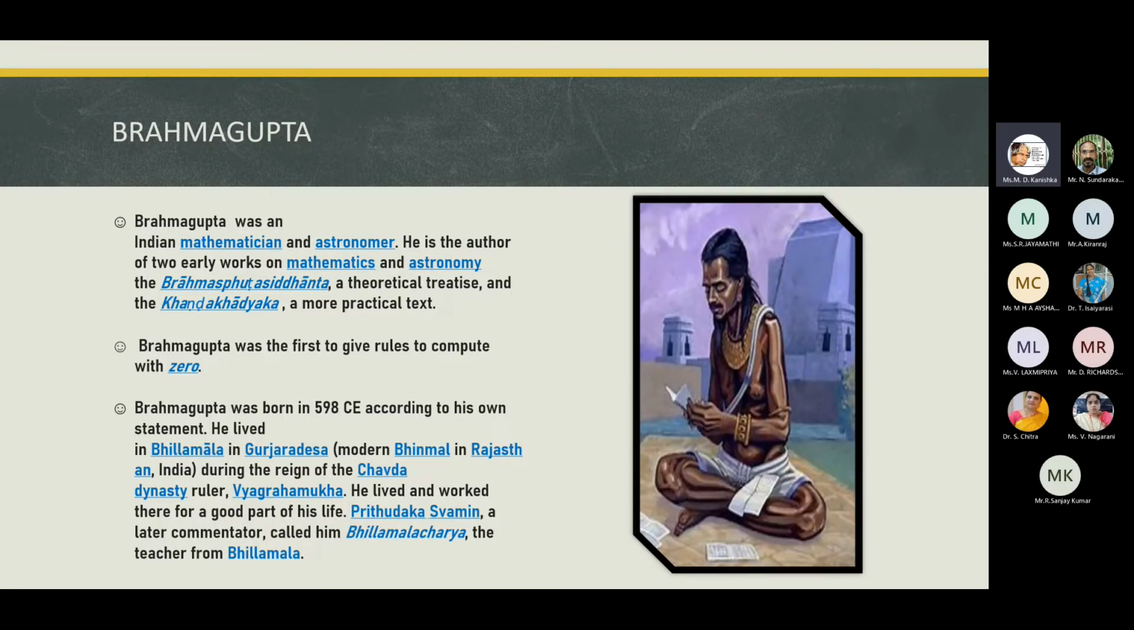Brahmagupta was born in 598 CE, according to his own statement. He lived in Bhillamala, Gurjaradesa, modern Bhinmal in Rajasthan, India, during the reign of Chavda dynasty ruler Vyagramukha. He lived and worked there a good part of his life. Prthudaka Svamin, a later commentator, called him Bhillamalacarya, the teacher from Bhillamala.